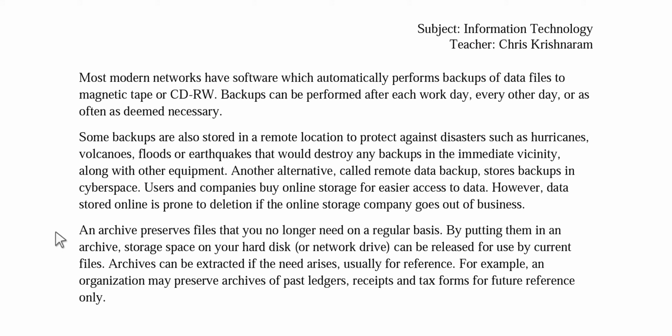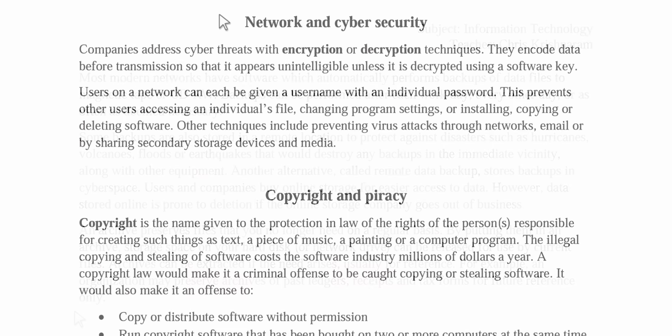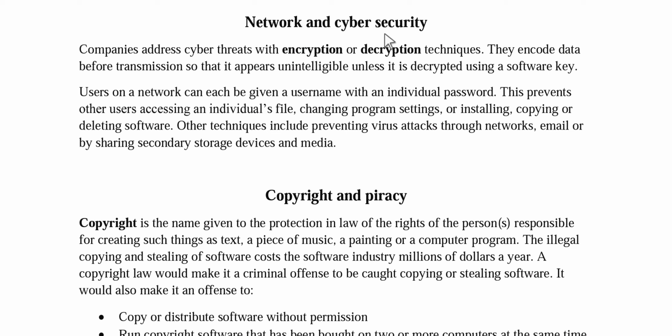So now that we have looked at what it means to back up a file, let us look at what it means to archive a file. An archive preserves files that you no longer need on a regular basis. By putting them in an archive, storage space on your hard disk or your network drive can be released for use by current files. Archives can then be extracted if the need arises, usually for reference. For example, an organization may preserve archives of past ledgers, receipts, and tax forms for future reference only. Next, we'll be looking at network and cybersecurity as to what else we can do to protect our data.